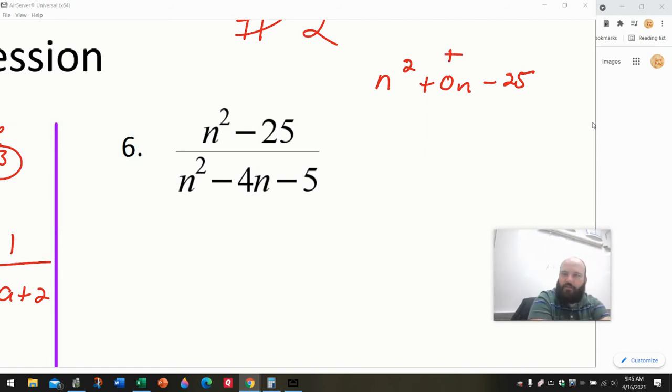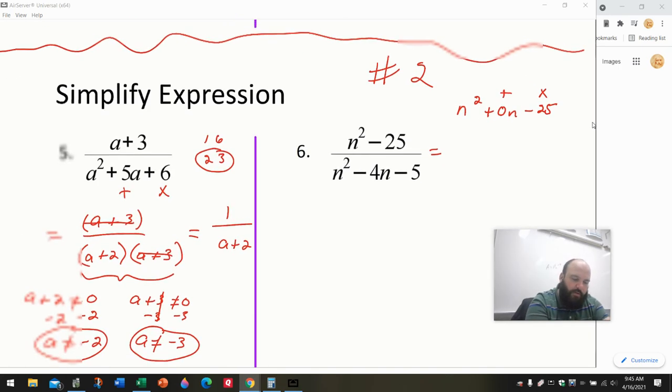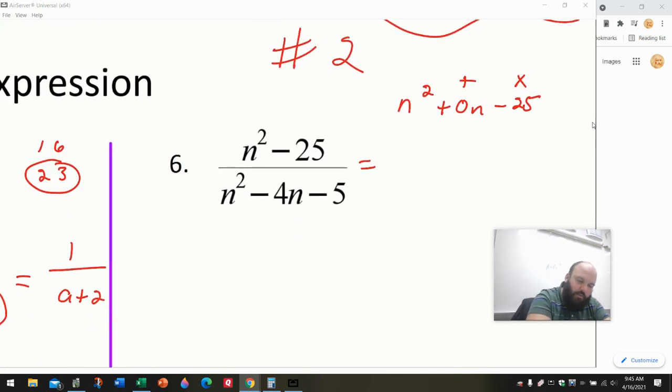So we need two factors that will add up to be 0, but will multiply to be negative 25. The factors of 25 are 1 and 25, or 5 and 5. So there's only one way that we can multiply to be negative and add to be 0. In order to multiply to be negative, one of the numbers has to be negative. So in this case, it will be negative 5 and positive 5.